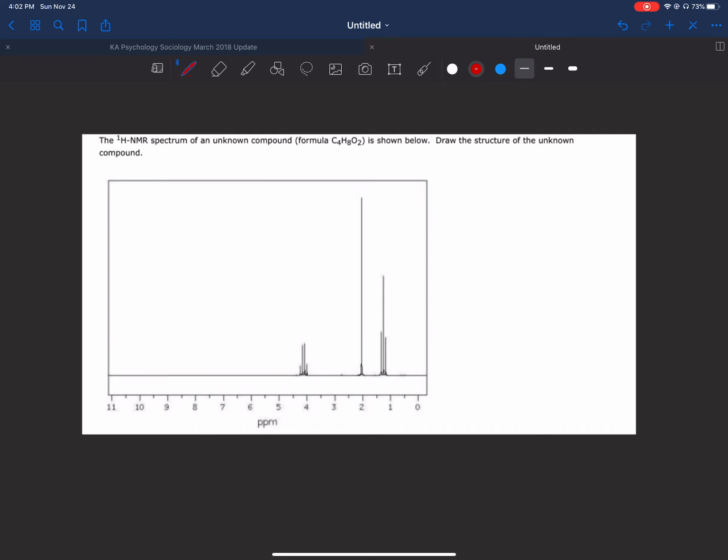So this one we're going to talk about how we draw a structure based on the HNMR spectrum given. Alright, so this is a little bit tricky. A lot of people don't like this sort of thing, but you take it step by step, it's not going to be that bad. Okay?